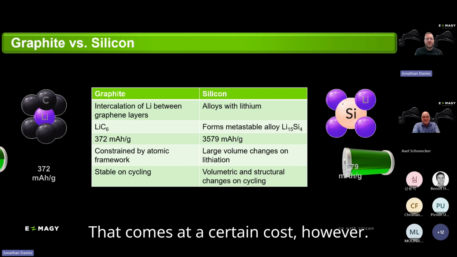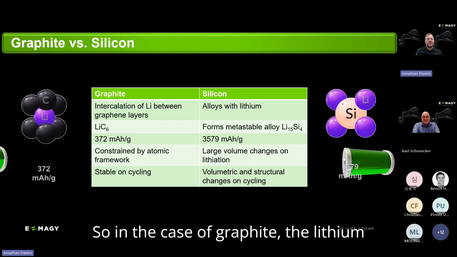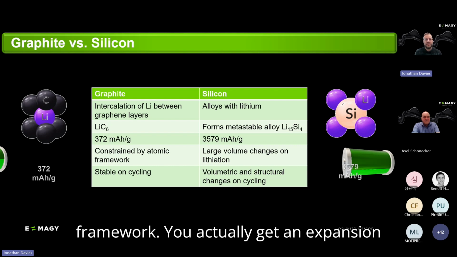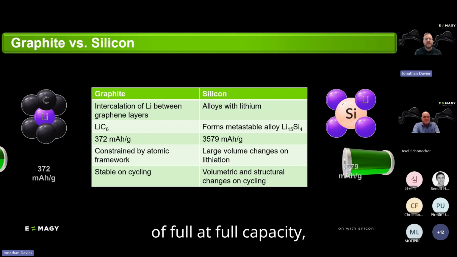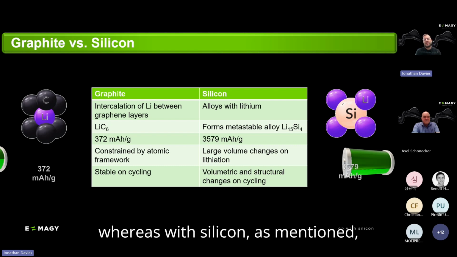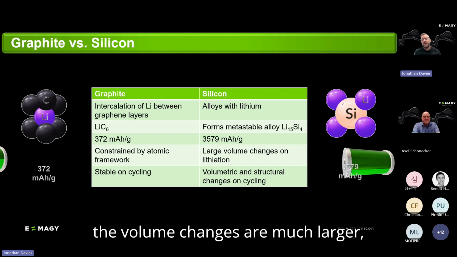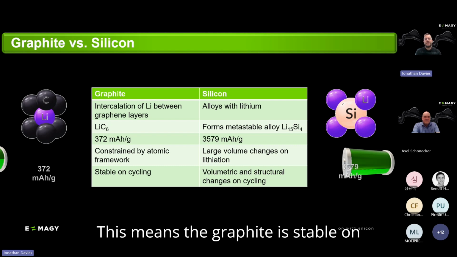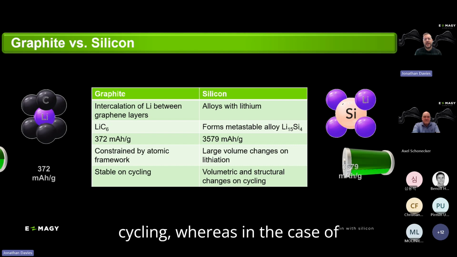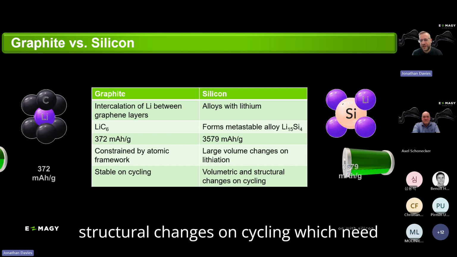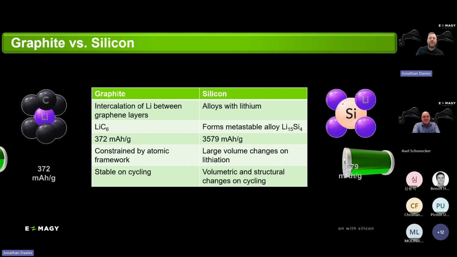That comes at a certain cost, however. In the case of graphite, the lithium is constrained within the atomic framework. You actually get an expansion at full capacity, a full lithiation, of around 10 to 13%. Whereas with silicon, as mentioned, the volume changes are much larger, up to 300%. This means the graphite is stable on cycling, whereas in the case of silicon, there are large volumetric and structural changes on cycling, which need to be dealt with in some way.